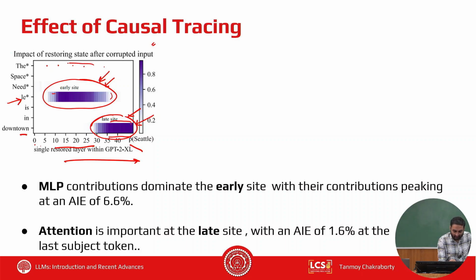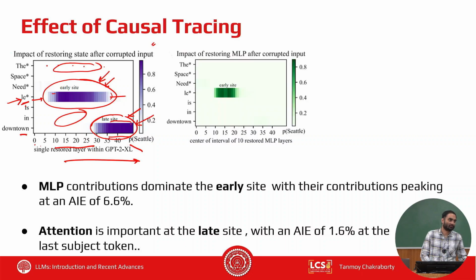They did not see any peak here. They saw a peak here, which is the last token of the subject. The subject is the space needle, and this is consistent across other prompts, right? Why is this so?